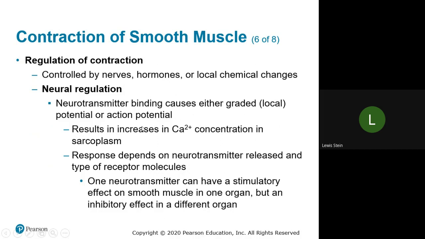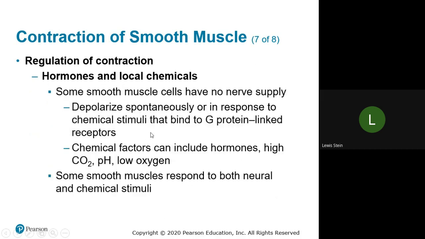So, again, response varies. One neurotransmitter stimulatory, one not. They don't have a quote unquote direct nerve supply in that regard. Okay, not all of them. So they do depolarize spontaneously. Those would be pacemakers. Responds to chemical stimuli that bind to the G protein. Chemical factors, like I mentioned, hormones.